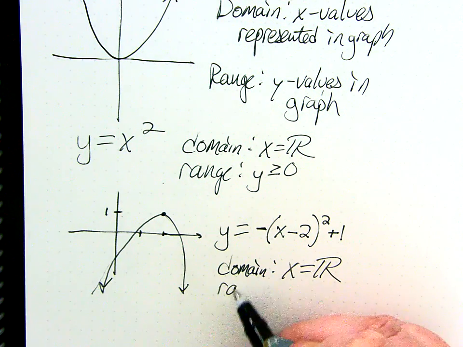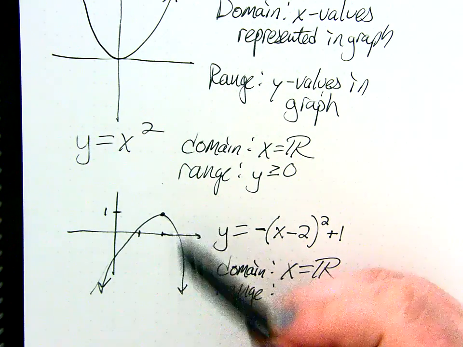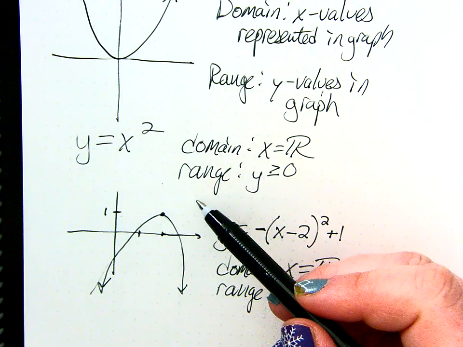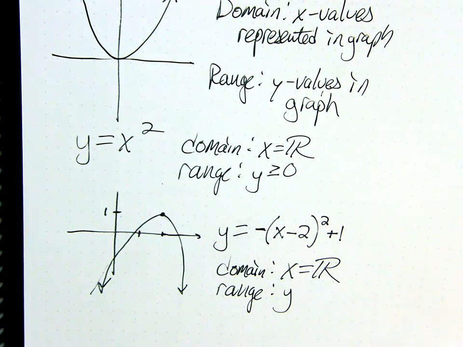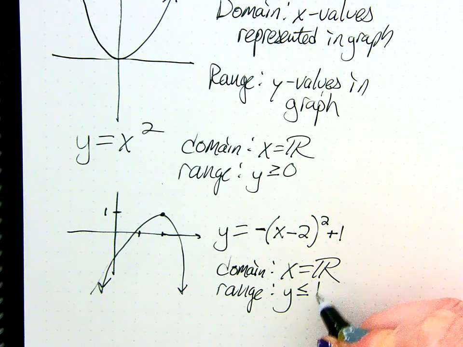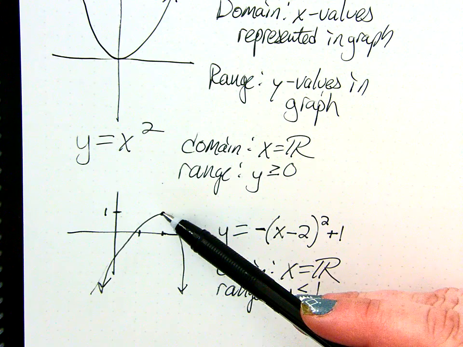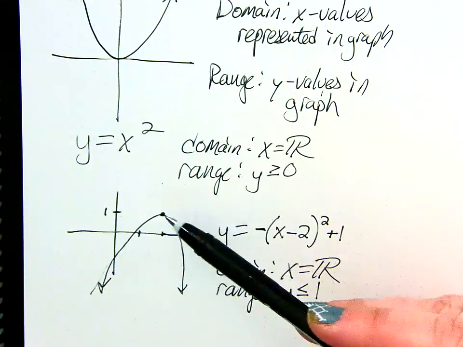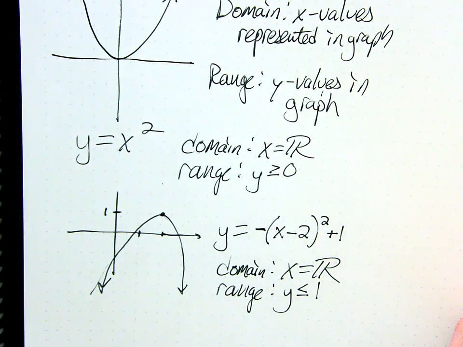And how about the range, though? Looks like I'm getting all these values, but I'm never going to get ones up here. So the range needs to represent all the ones that I'm going to get. So what are they? Y is less than or equal to 1. I can get a y value of 1 and anything lower than it, but I'll never get a y value that's 2 or 7 or 21. So there's my domain and range of that one.